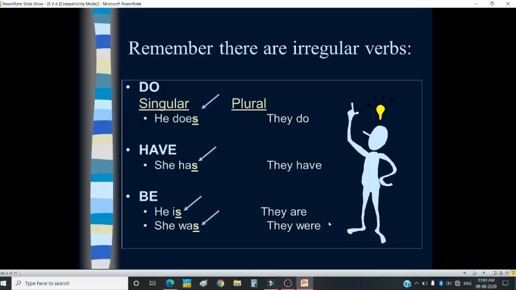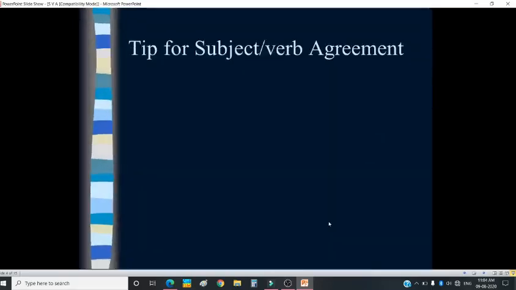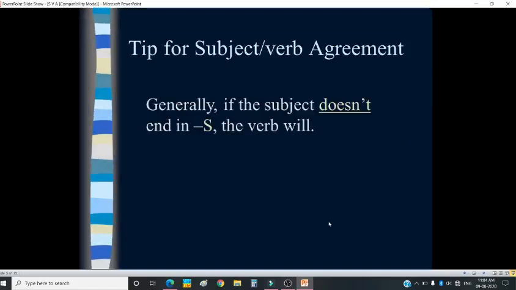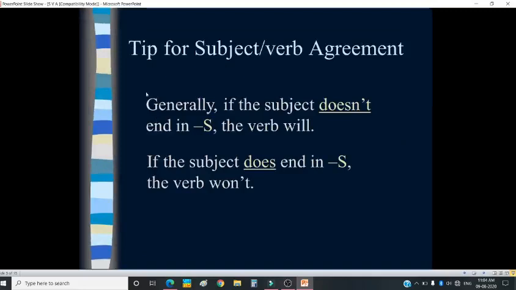Does, has, is, was. T for subject verb agreement. What is it? Here you see, generally, if the subject doesn't end in s, the verb will. If the subject does end in s, the verb won't. If you keep this in your mind, it will be very easy to capture this one.